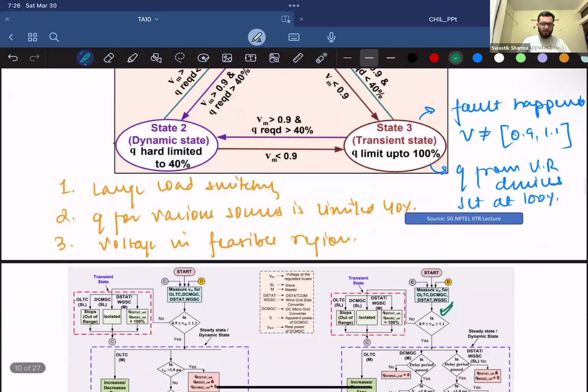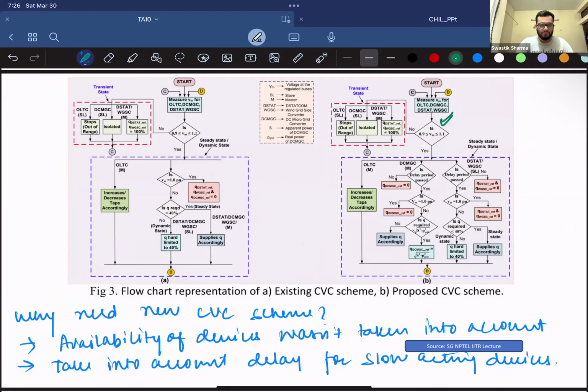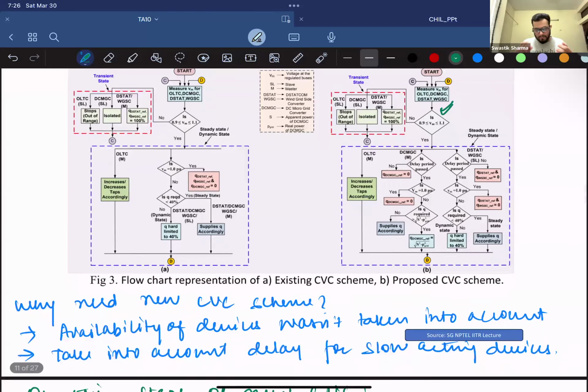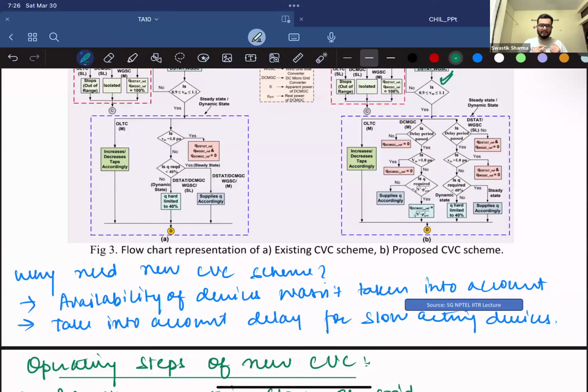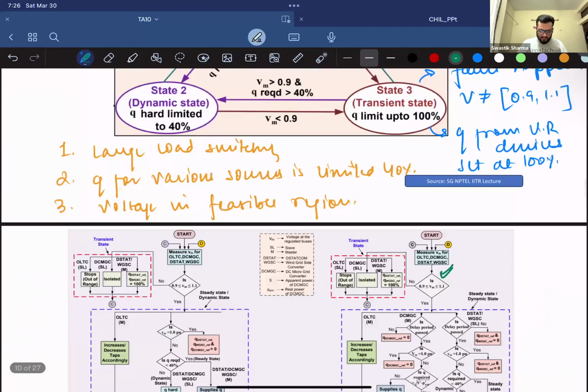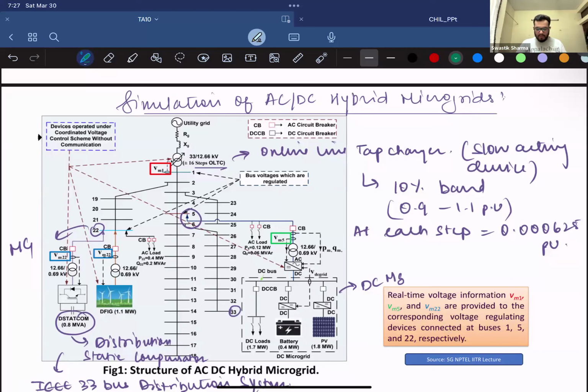We talked about why the instructor proposed a new CVC scheme as opposed to the earlier schemes available for the management of the AC/DC microgrid. It's because the earlier schemes didn't consider the availability of devices, that is, which device was available to give power at what time. And second, they didn't take into account the delay between the slow acting devices and the fast acting devices. The OLTC is a slow acting device because it is a mechanical switch which switches between different tap positions.